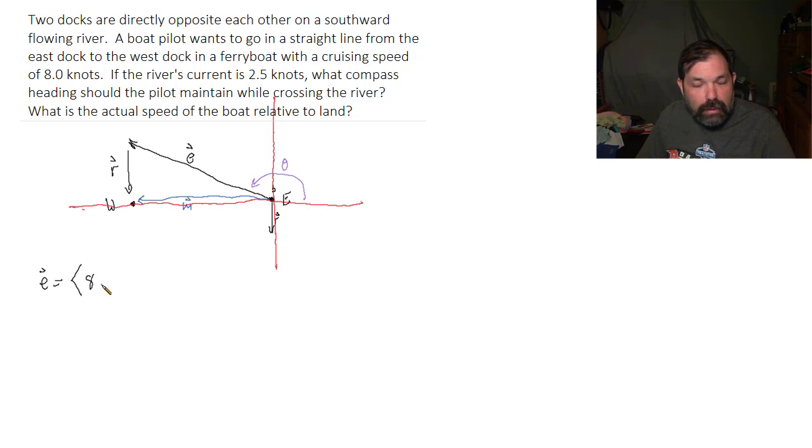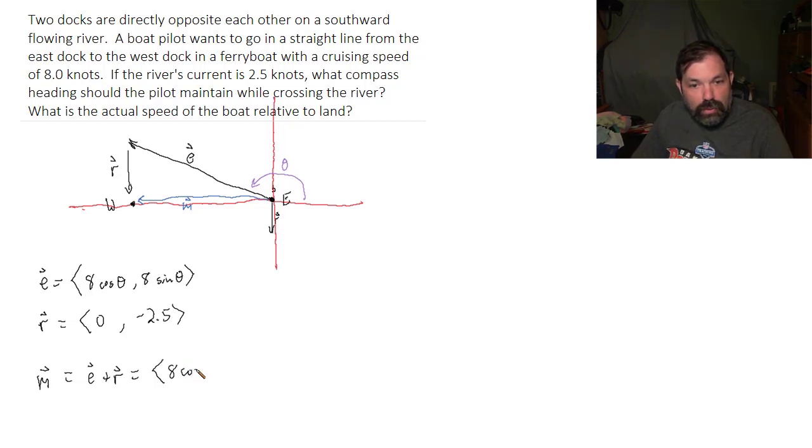magnitude 8 cosine theta, magnitude 8 sine theta. Now the R vector is easier. The R vector would be 0, negative 2.5. Now our resultant vector, which I called M, would be the E vector plus the R vector. And so that would be in standard form 8 cosine theta, 8 sine theta minus 2.5.